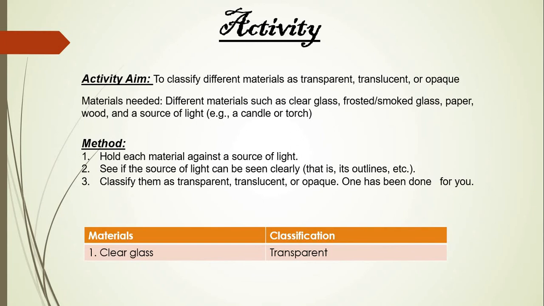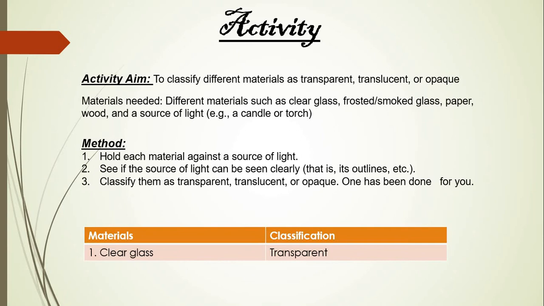So what will be that book? That book will be an opaque material. When you take that cellophane paper against that source of light, you are able to see the bulb very clearly, and that will be transparent. When we talk about smoked glass or even butter paper, we are able to see the partial figure of this source of light, and it will be translucent.